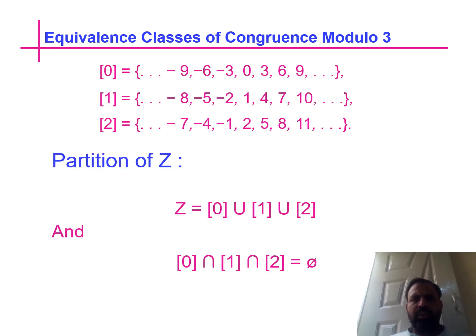So the class of 0 is 0, 3, 6, 9, minus 3, minus 6, minus 9; the class of 1 is 1, 4, 7, minus 2, minus 5, minus 8; and the class of 2 is 2, 5, 8, 11, minus 1, minus 4, minus 7. So this is the partition: class 0 union class 1 union class 2. And the intersection of these classes is empty.